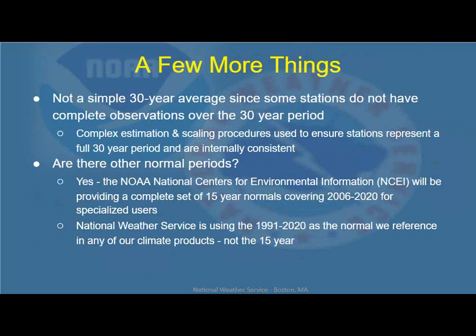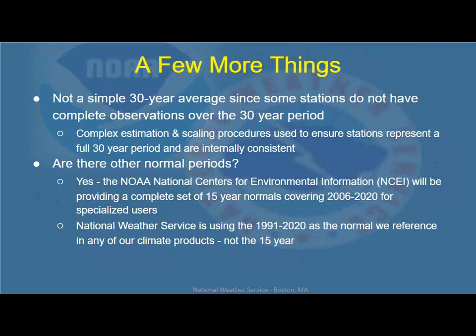We have systems that go down. It's anything that's like a car. Sometimes they need maintenance, and that means there's downtime. So how do you get a 30-year normal when you have this missing data? Well, there's some complex estimation and scaling that they do to ensure that stations represent a full 30-year period, and also that the data is internally consistent. I don't have more on this. If folks want to look more into how they exactly calculate the normals, there are papers out there that go into it, but it's kind of deep for this kind of presentation.